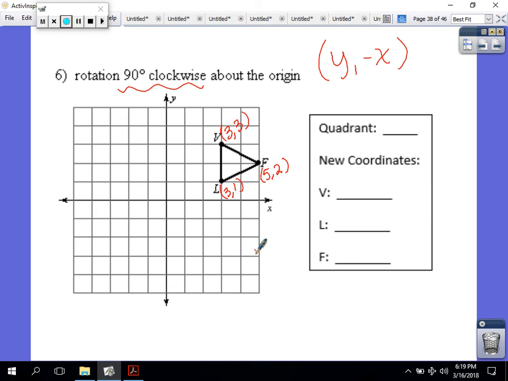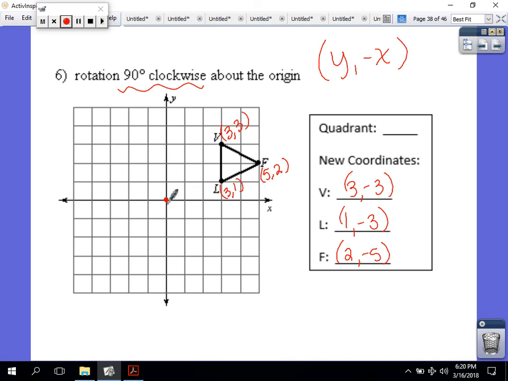All right, if you are listening now, you should have already tried this one, so I'm just going to go over the answers. For V prime, it should be 3, -3. For L prime, it should be 1, -3. And for F prime, you should get 2, -5. And let's graph those to see if your graphs are right as well.